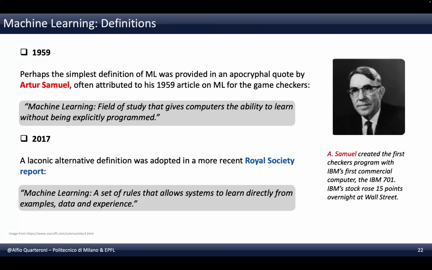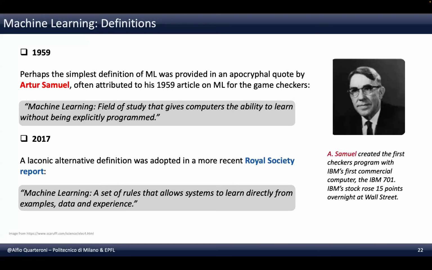So the first one is probably due to Arthur Samuel. In 1959, Samuel is the one that created the first checkers program with an IBM computer. And this was so shocking at that time that the IBM share increased overnight by 15 points. It was the first time people realized that you could use computers that were used for different purposes to do something completely unexpected, like playing games.